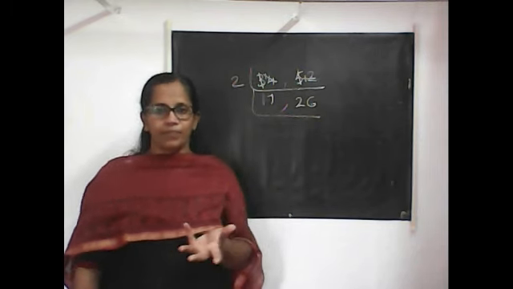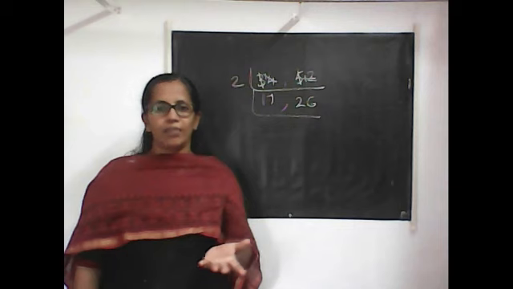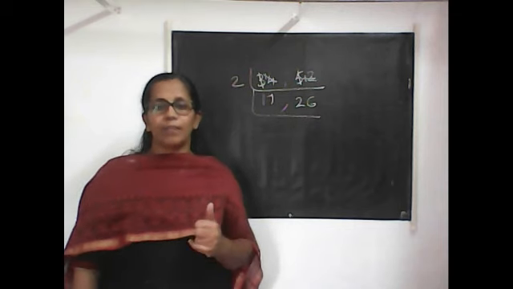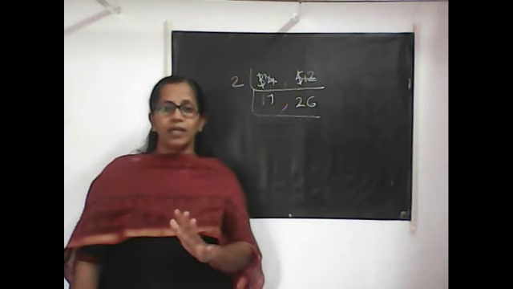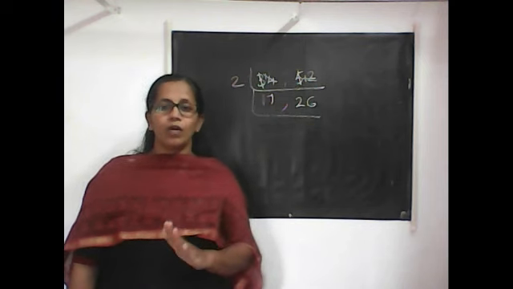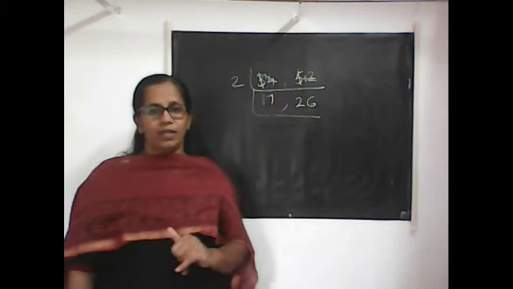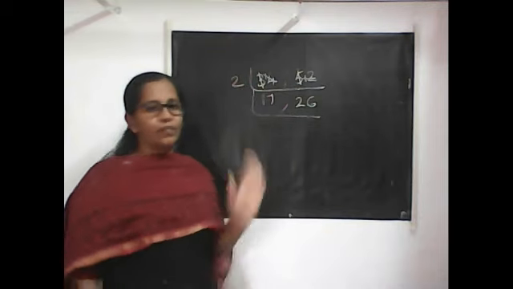Okay. So, 17 and 26. See that 26 is not a prime. It can be divided by 2. But 17 is a prime number because there is no other number that can divide 17. 17 can only be divided by 17. So, there is no common divisor for this.